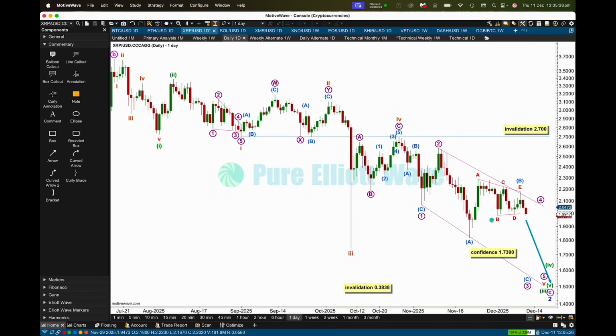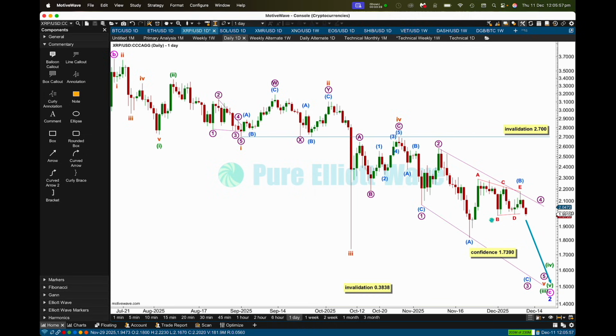4 of the 5 subwaves of a triangle must subdivide as zigzag or zigzag multiples. Only 1 of the 5 subwaves may be a multiple. It says 4 of the 5 subwaves must be zigzag or zigzag multiples, not all of them. It doesn't say 5 of 5 or all, it says 4 of 5. Well, that obviously means that 1 of the subwaves within a triangle doesn't have to be a zigzag or zigzag multiple. And what are the other possible structures? It could be a flat.